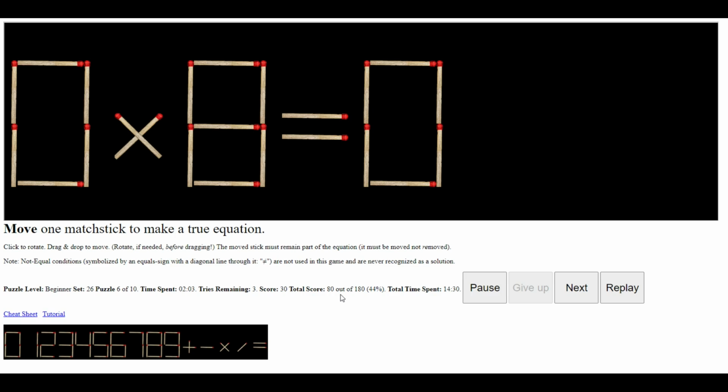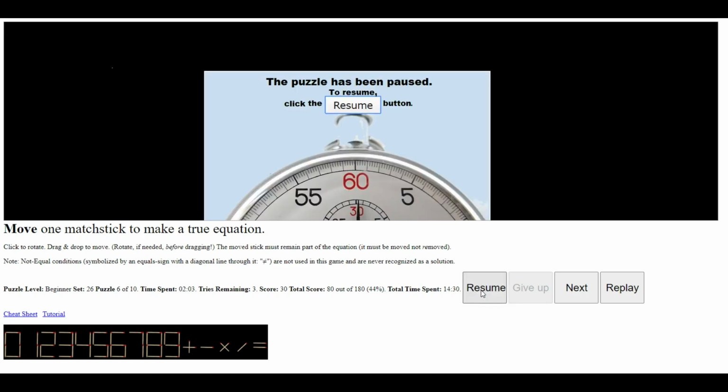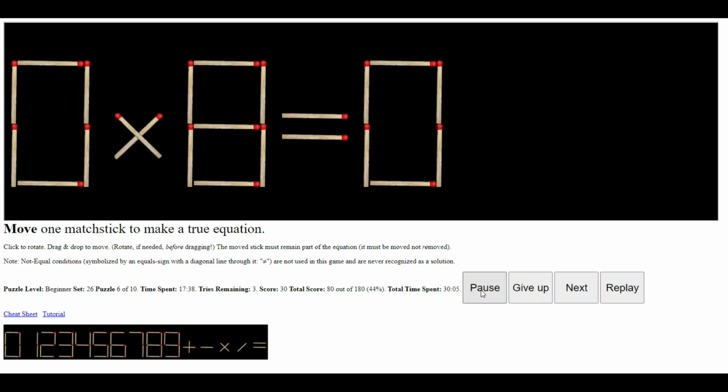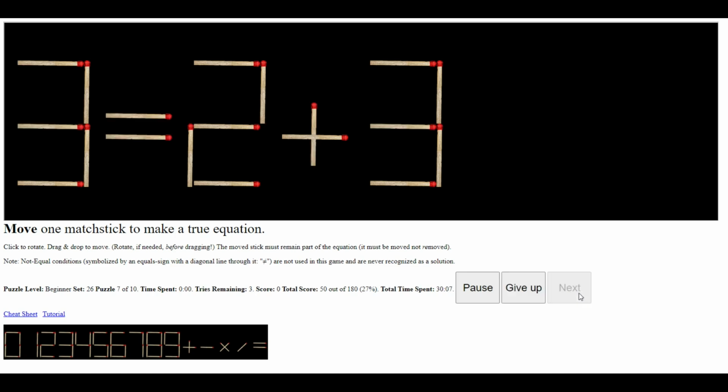Next, we show your cumulative score and the total time you've spent on the puzzle set. If you need to take a break while the clock is running, click the pause button. This will hide the puzzle and stop the clock. Click the resume button when you're ready to continue. The give up button is for when you have no idea how to solve the puzzle, and you just want to see the solution and move on. Click the next button to go to the next puzzle in the set.